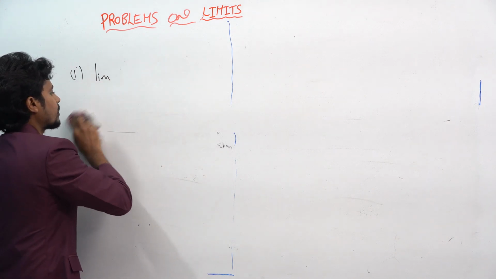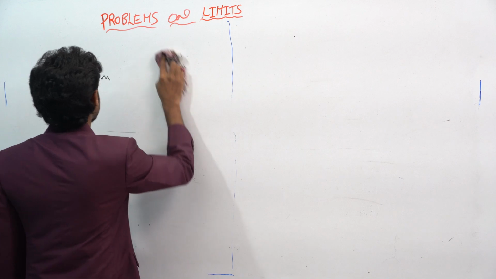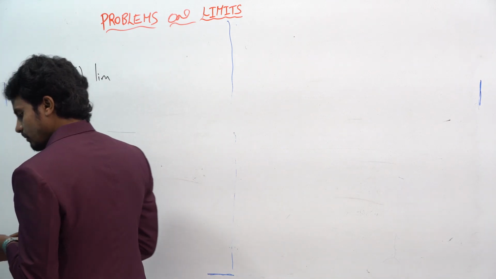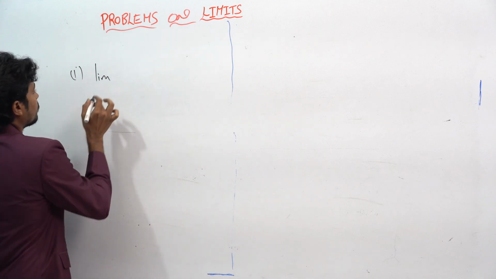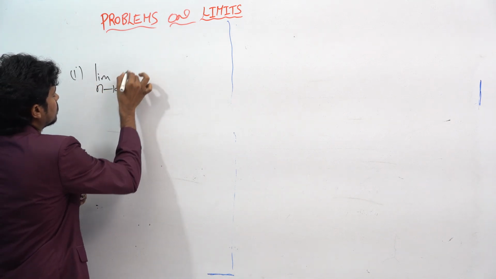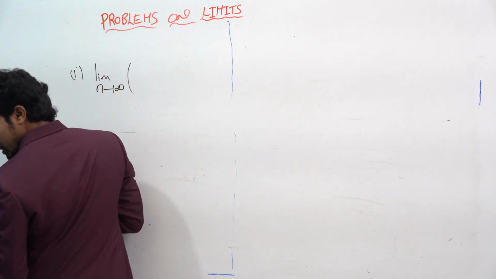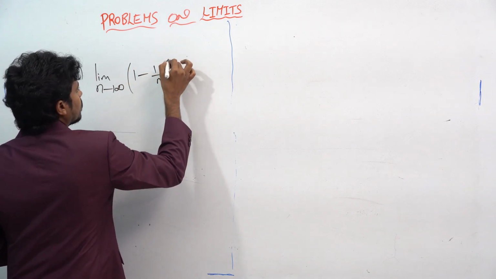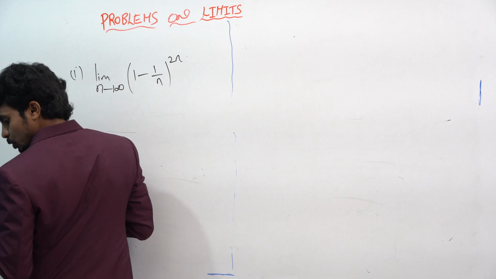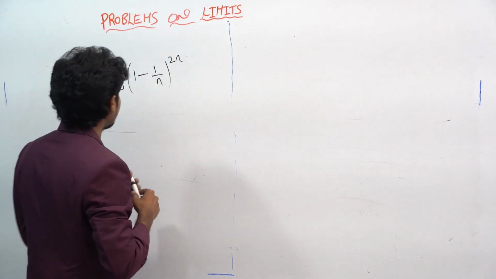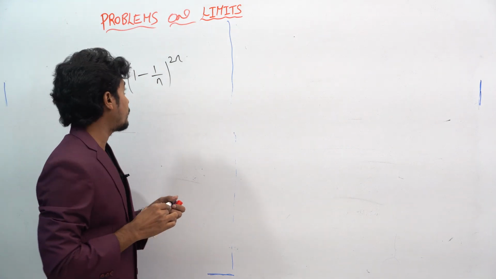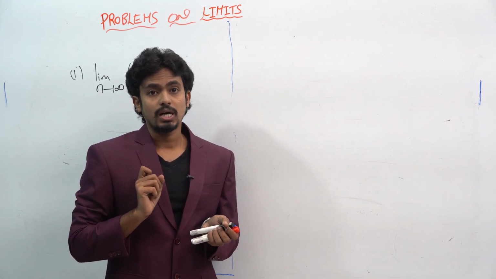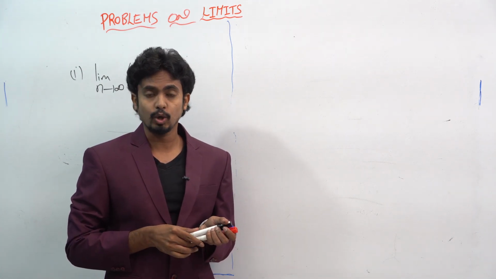Let's see one more question. Limit n tends to infinity, (1 minus 1 divided by n) whole to the power of 2n. This was the question they have been given. First step, you have to check for L'Hospital's rule whether it will be satisfied or not.